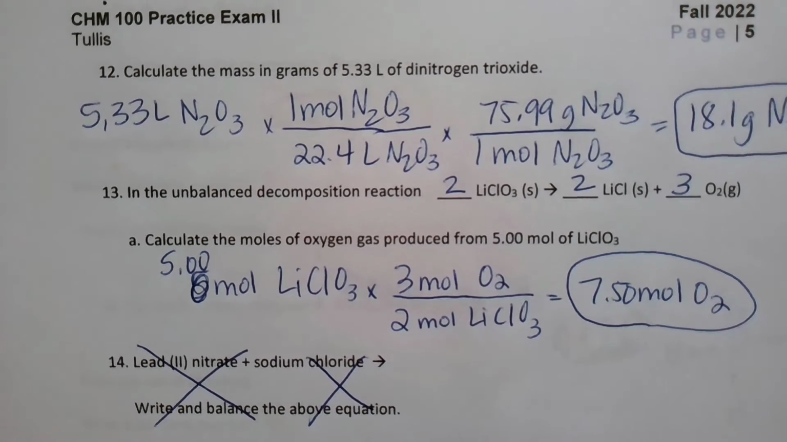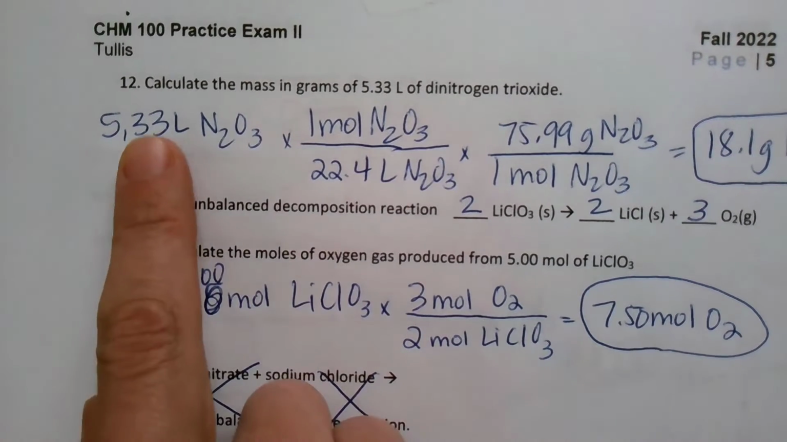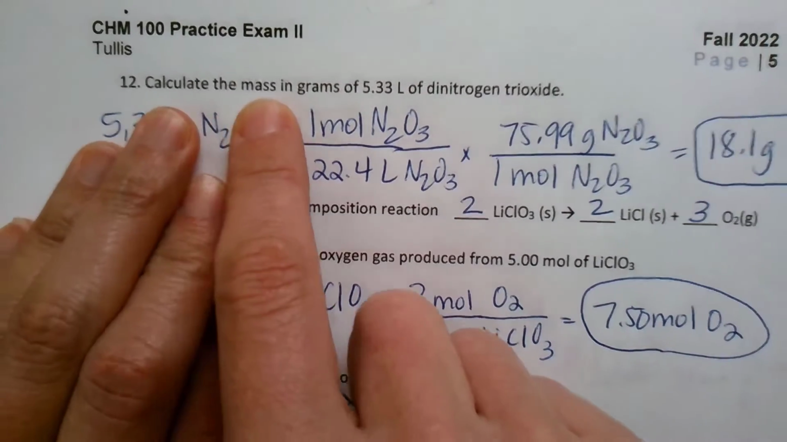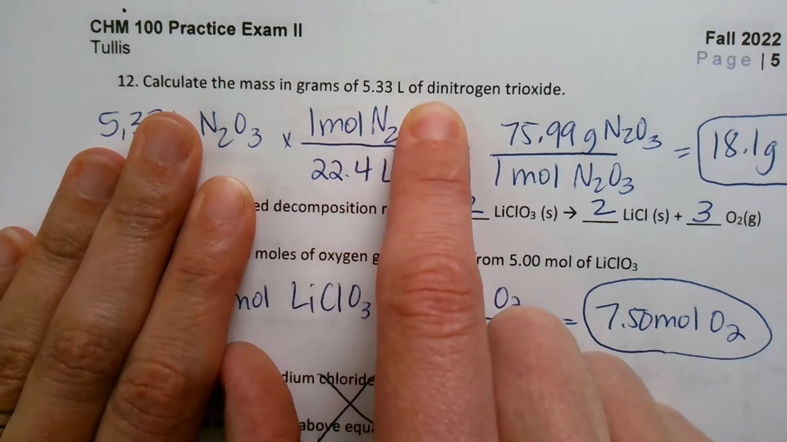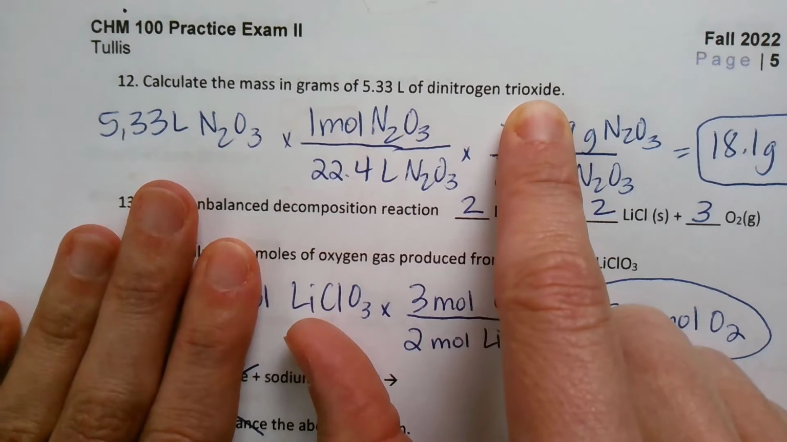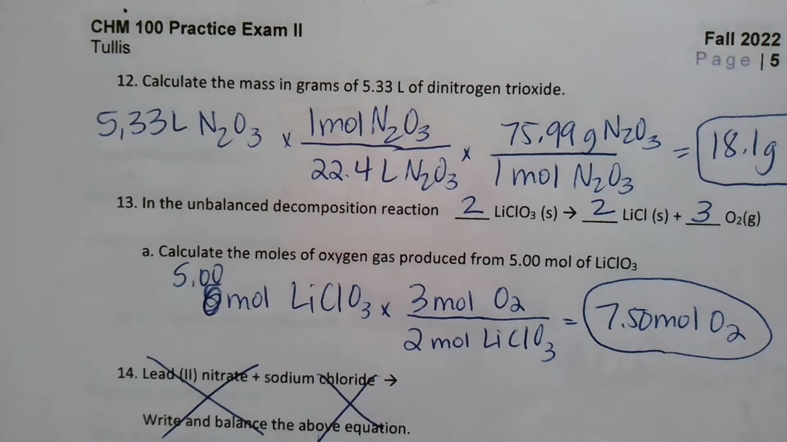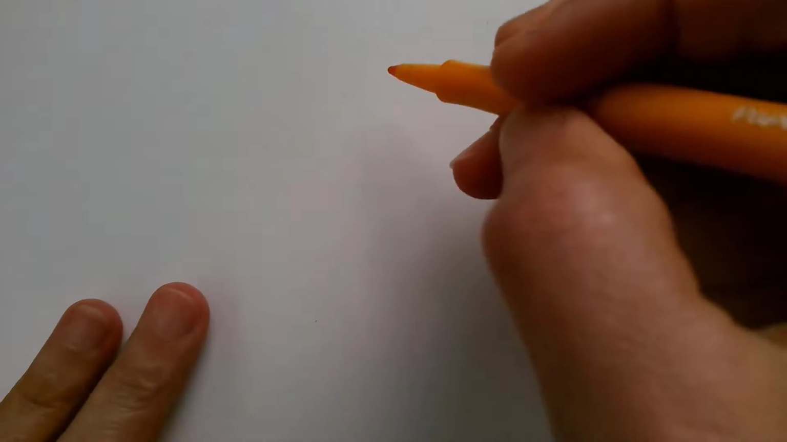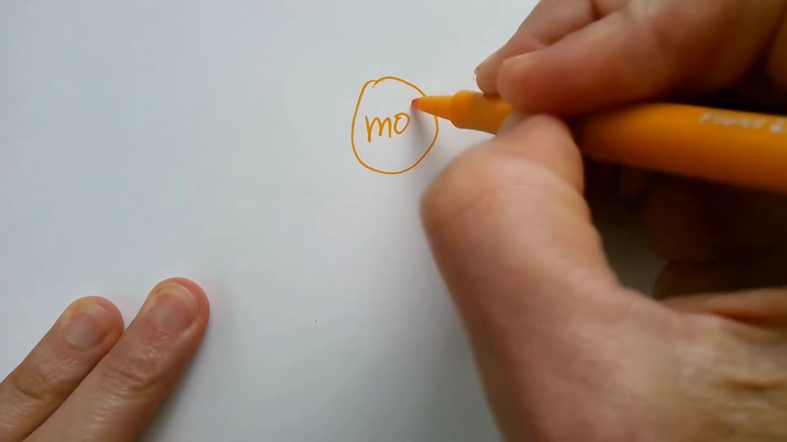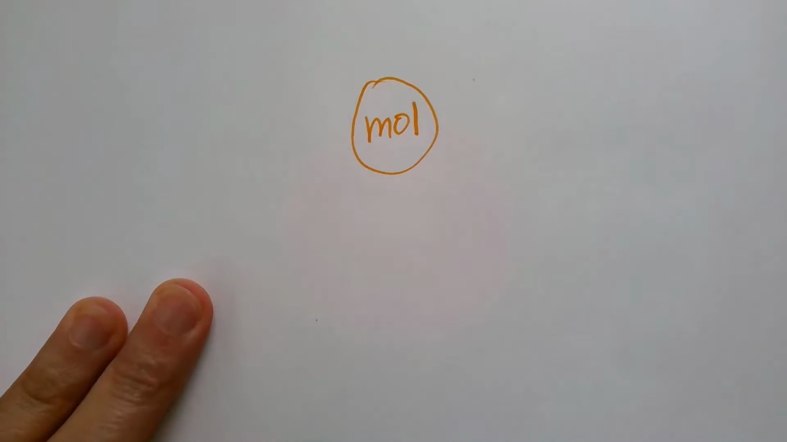All right, let's look at number 12. It wants the mass of 5.33 liters of dinitrogen trioxide. So if you remember, when we looked at our moles, I'm going to put this over here real quick. Our moles is kind of our central unit here.